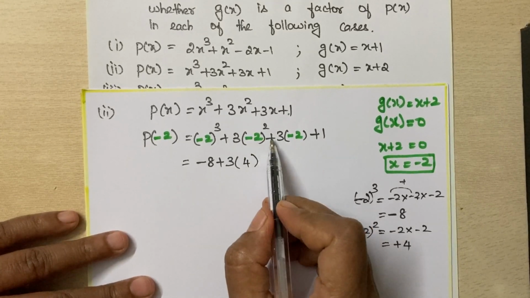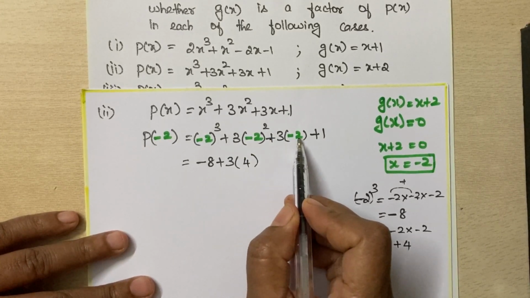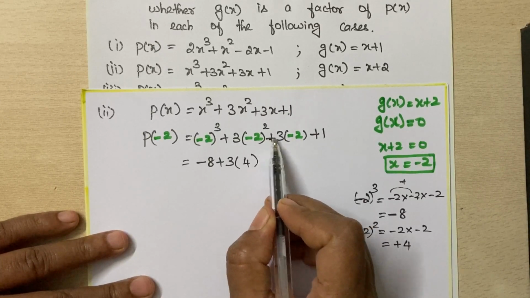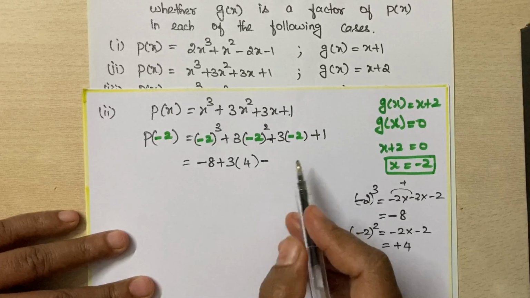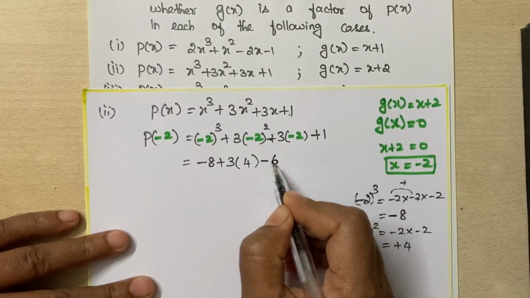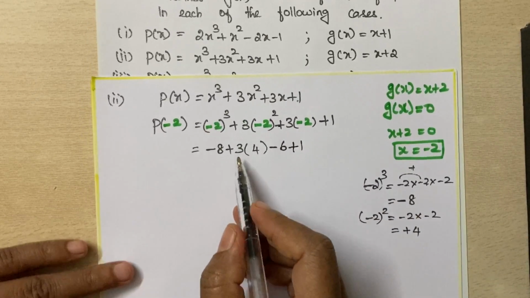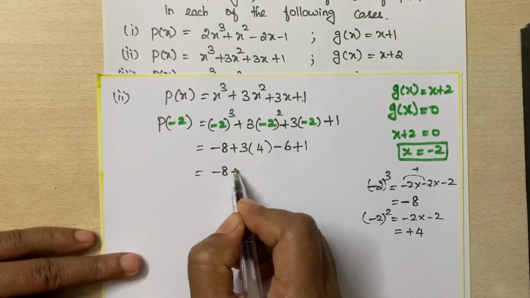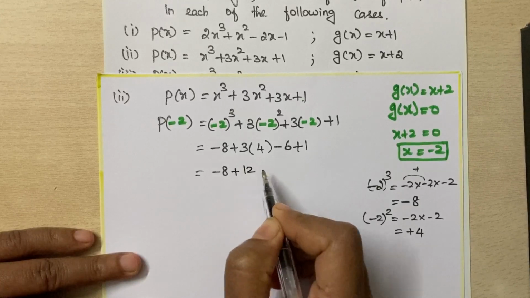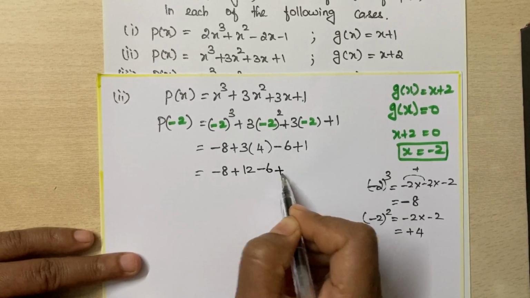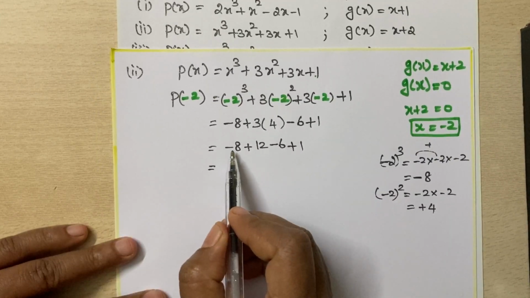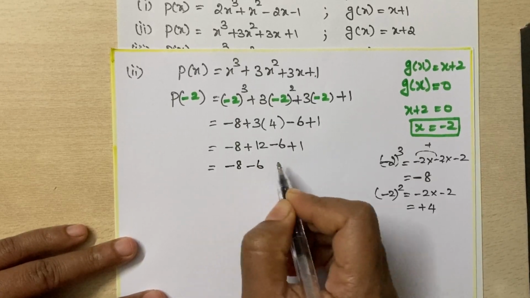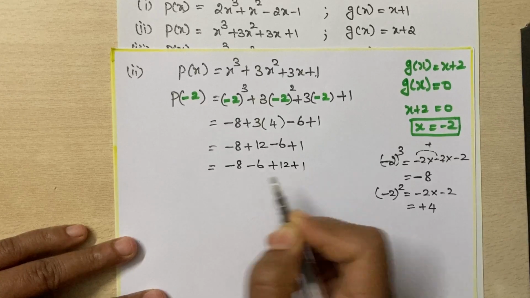Now here, plus 3 into minus 2. Multiply the signs first of all. Plus into minus is minus. 3 2s are 6, plus 1. So we have to remove this bracket. Minus 8 plus 3 4s are 12, minus 6 plus 1. Now we can segregate the negative numbers, that is minus 8 minus 6 plus 12 plus 1, like this.